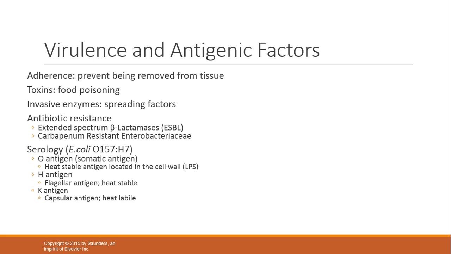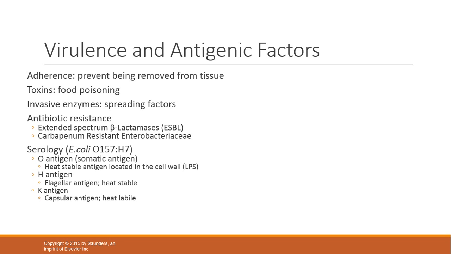So toxins, like food poisonings, they might produce spores, or they might produce some kind of secreted toxin that can cause disease. Invasive enzymes or spreading factors: they might produce an enzyme that breaks down fat or breaks down some kind of immunoglobulin protease like IgA. It might break down those proteins and allow it to cause disease better.